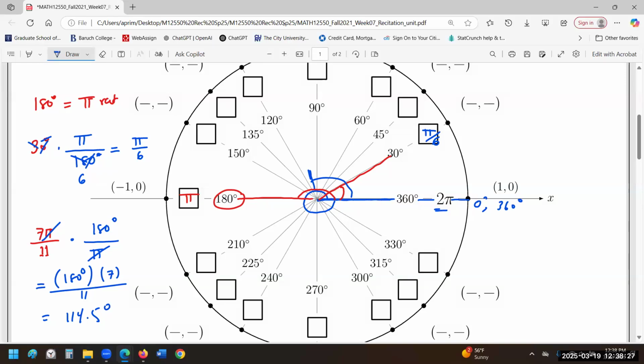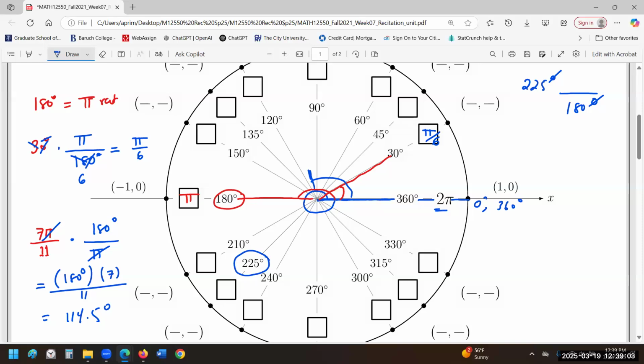Degree to radians. Okay, so let's say they ask you to write 225 degrees in radians. Since we want to convert degrees to radians, that means we don't want the degrees. Whatever you don't want should always be on the bottom. Since we don't want the degrees, 180 degrees should be on the bottom so you can cancel out the degrees.